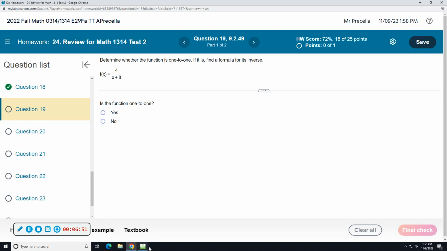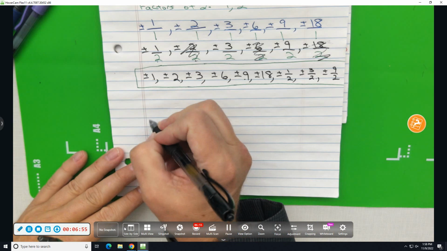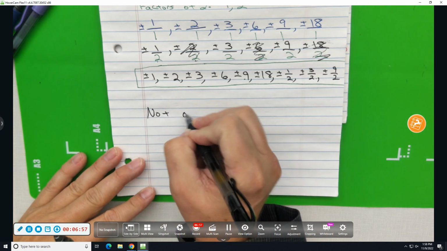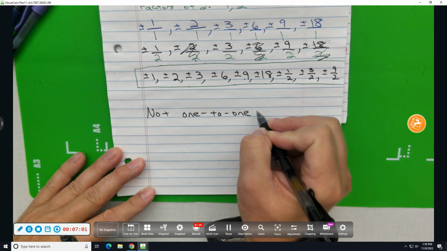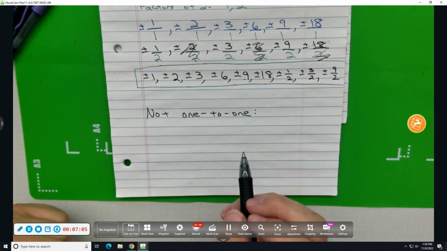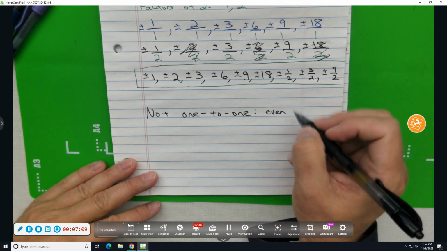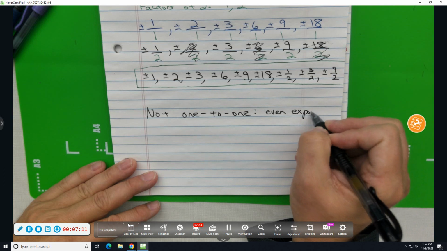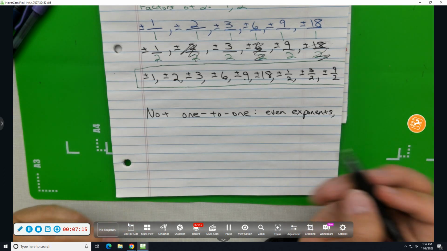And hold on. So remember I said not 1 to 1. If you're going to get repeated y values, that means your equation will probably contain even exponents like x squared or x to the 4th. And absolute values.